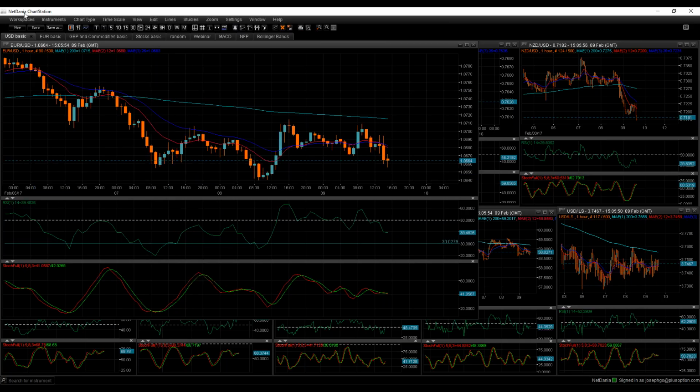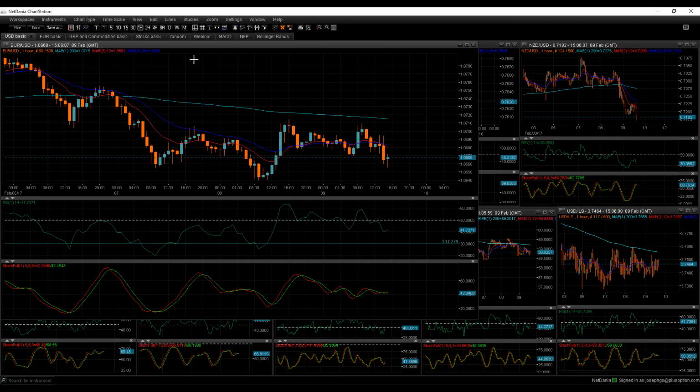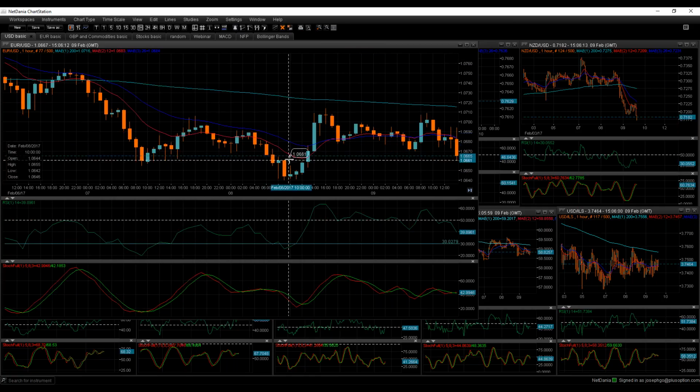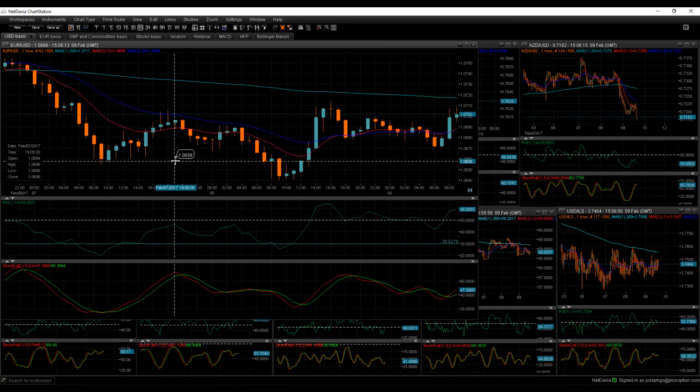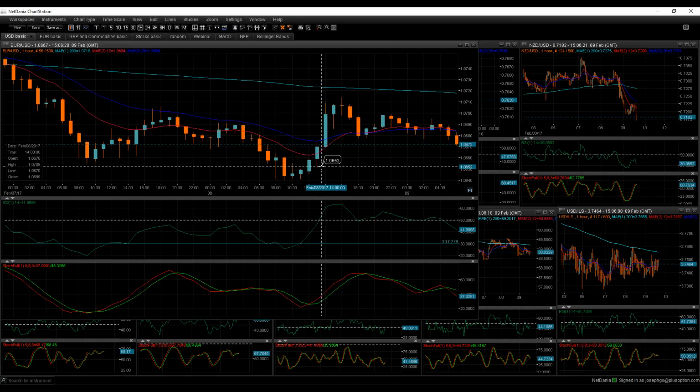And first of all, we're using NetDania chart station here, which is what I recommend to all of you, is to sign up for a free account at NetDania, N-E-T-D-A-N-I-A. Okay, so Japanese candlesticks. You can see that there's 2 different types here. We have our blues and our oranges. And we see that each candle has 2 different parts, a solid part and a spike above and below.